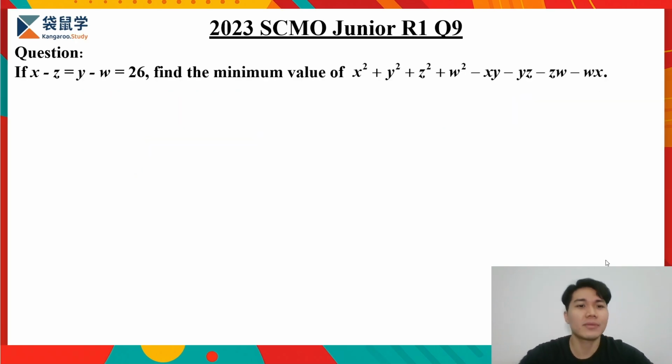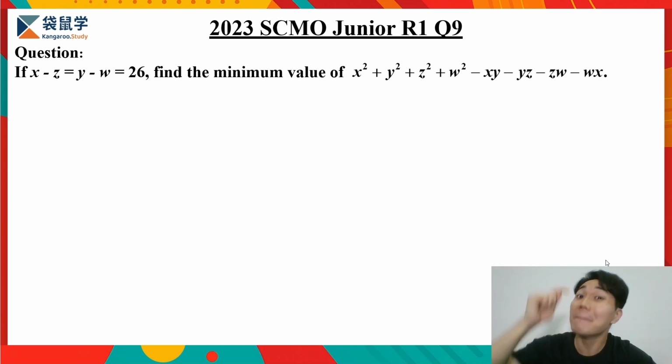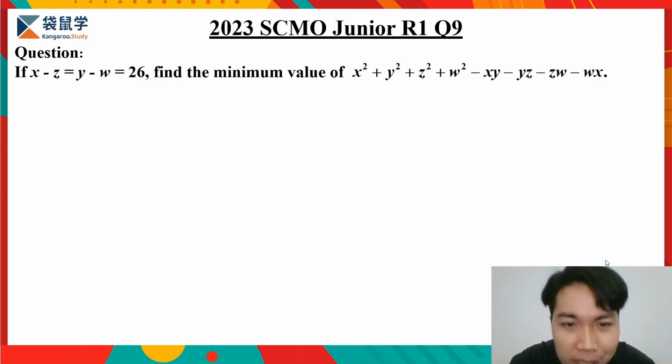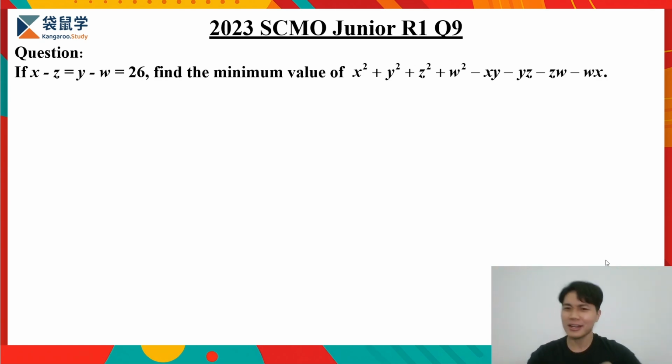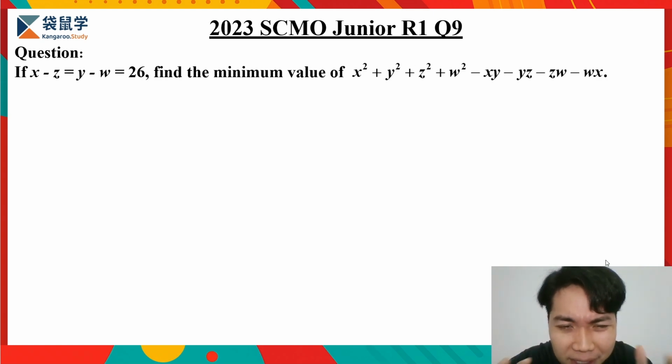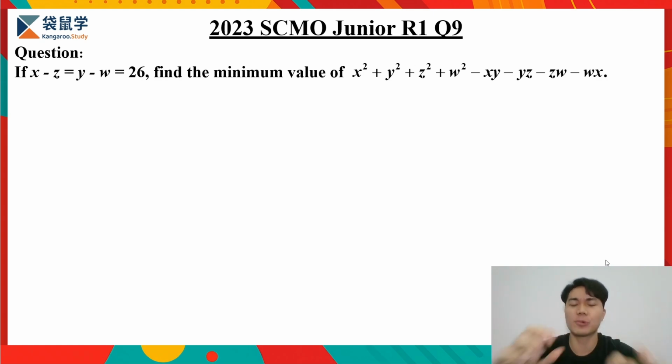So for this question, it's from 2023. It says if x minus z equals y minus w equals 26, find the minimum value of x squared plus y squared plus z squared plus w squared minus xy minus yz minus zw minus wx. Wow, what a long question. So many variables. So let's observe this question.